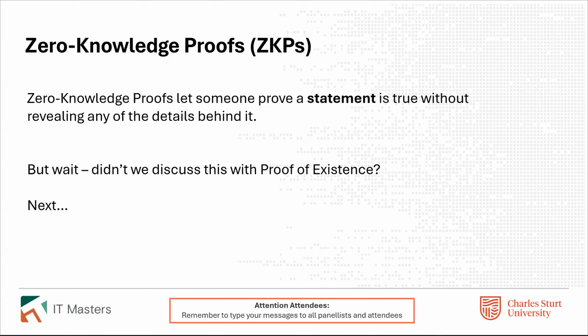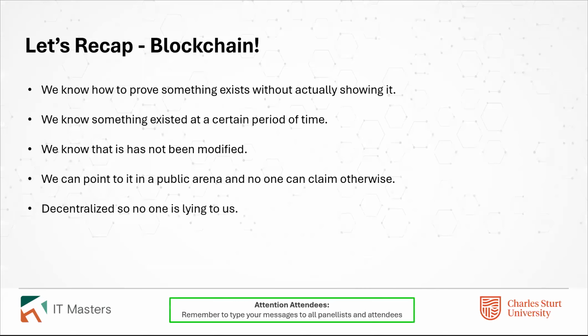And I've written there, but wait, didn't we discuss this with proof of existence? Well, let's recap. Previous to this, we've discussed, we know how to prove something exists without showing it. We know something existed at a certain period of time, and we know that it hasn't been modified. That's all because we've hashed it and we've put it on the blockchain. We can point to it in a public arena and no one can claim otherwise, because there it is, there's the hash. And it's decentralized, so it's definitely out there. No one's lying to us.